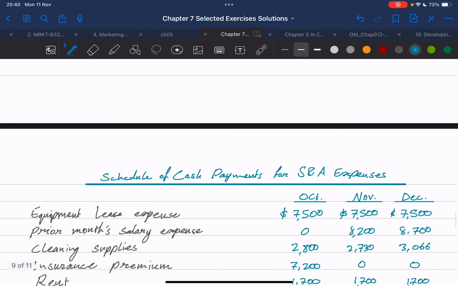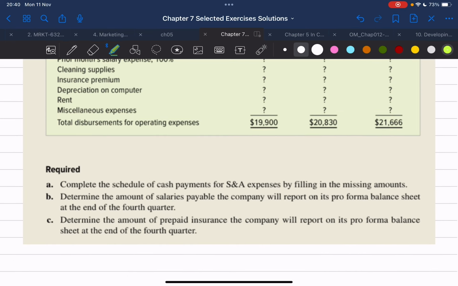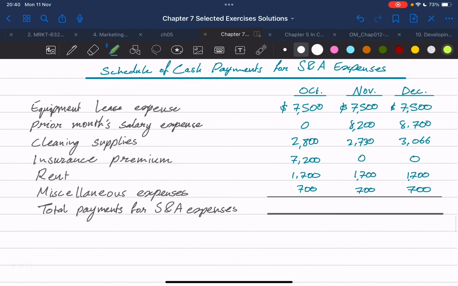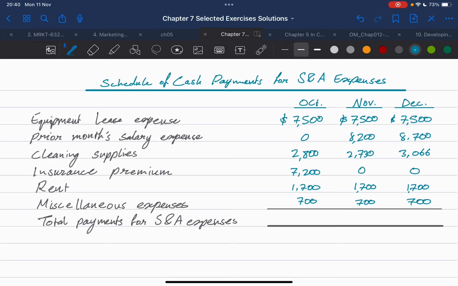Now, in the question, we already have the totals right here. I did not write them down. I left it blank on purpose. I'm going to add each month's cash payments, write the answer here, and then double check and see if I have the correct total that matches what was given to us in the question. So starting with October, 7,500 plus 2,800 plus another 7,200 plus 1,700 plus $700. That will be 19,900.